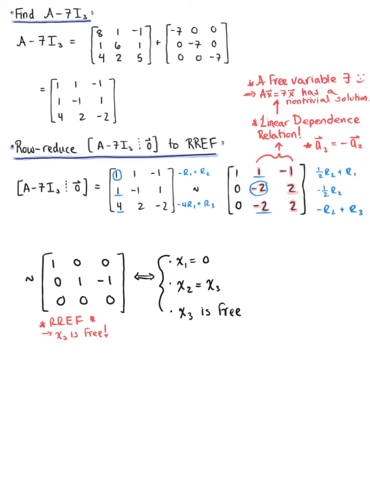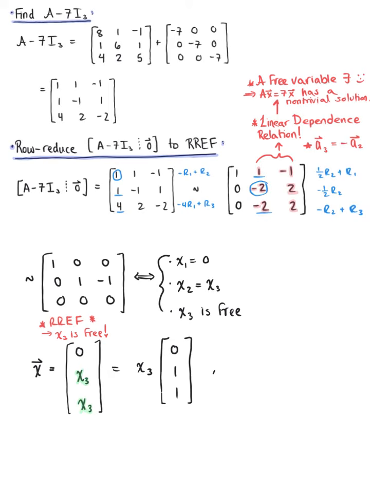Using this system of linear equations, we can now write the general solution for vector x. We know that vector x is a vector in R3, where x sub 1 is 0, where x sub 2 is equal to x sub 3, and where x sub 3 is free, so it's just itself. Notice in this vector, we have a scalar multiple of x sub 3, so we can pull that x sub 3 out in front. So we have x sub 3 multiplied by the vector 0, 1, 1. And again, this is such that x sub 3 is free.